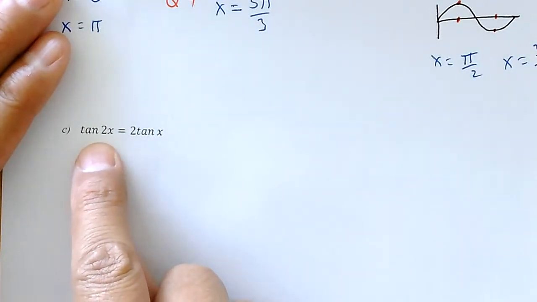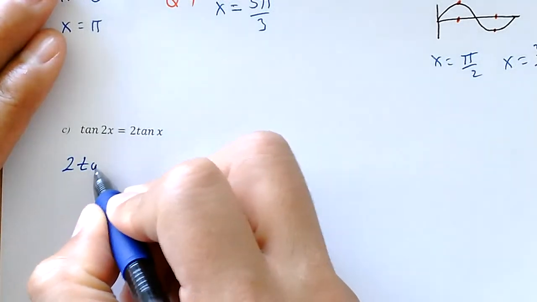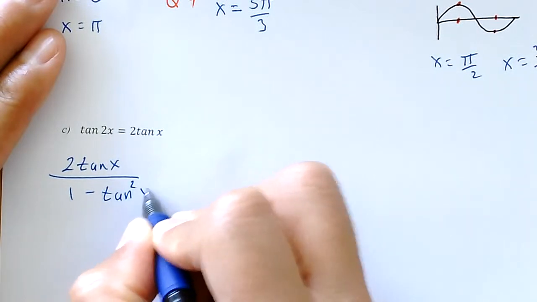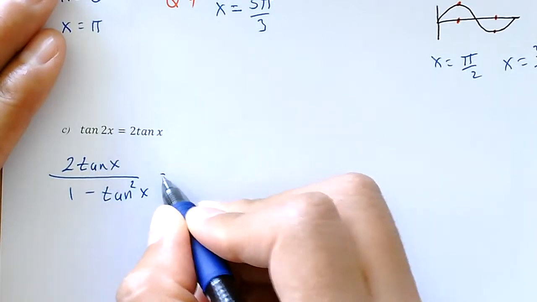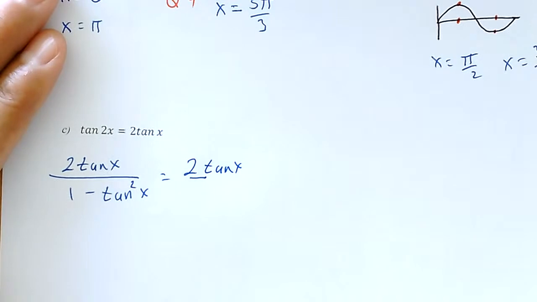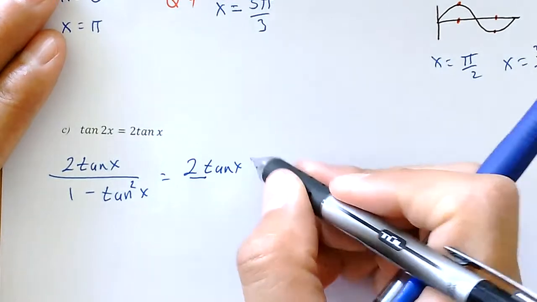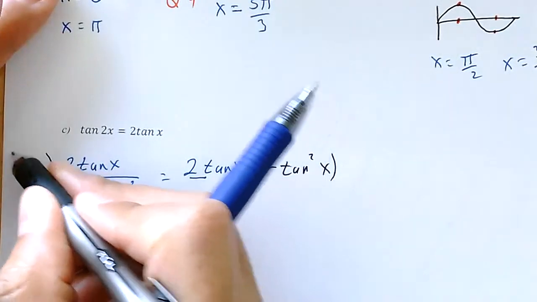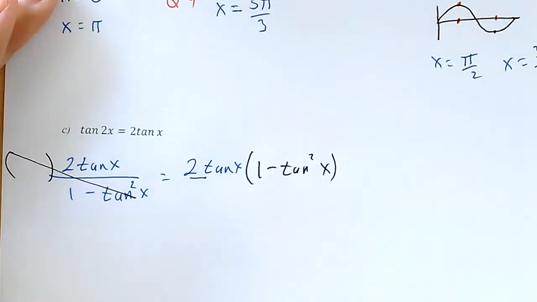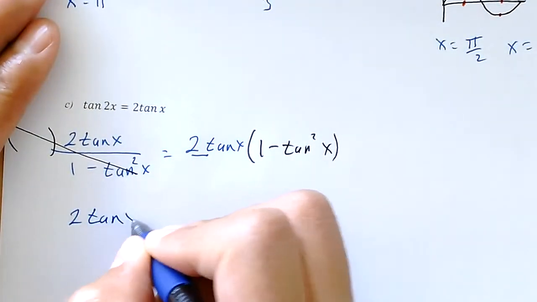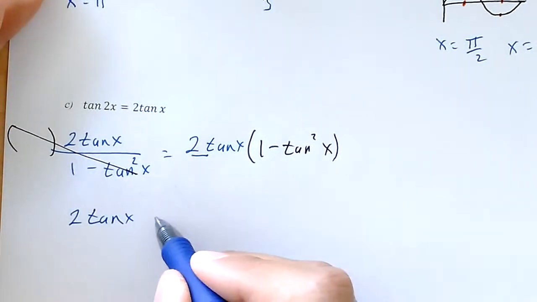I got to change that double angle. And when I change that, because that's a fraction, I need to get rid of that fraction. So I am going to multiply both sides by 1 minus the tangent squared. Both sides. And when I multiply on this side, it's going to cancel out. And that's why I'm doing it. Which means I'm going to get 2 tan of x, that's the numerator.